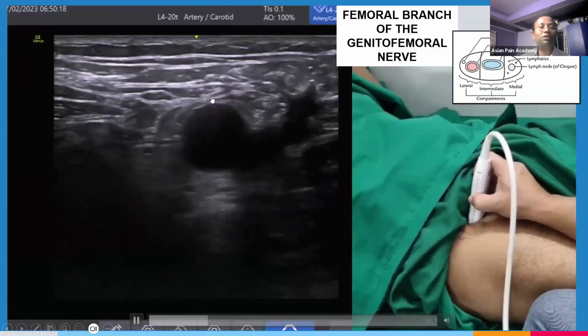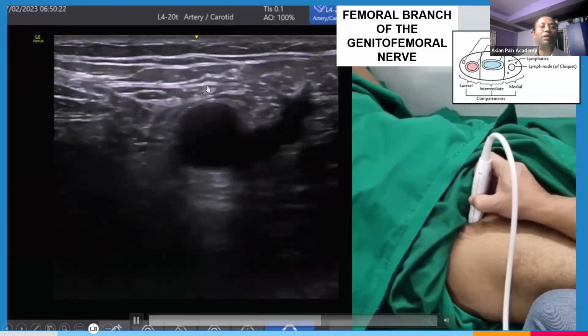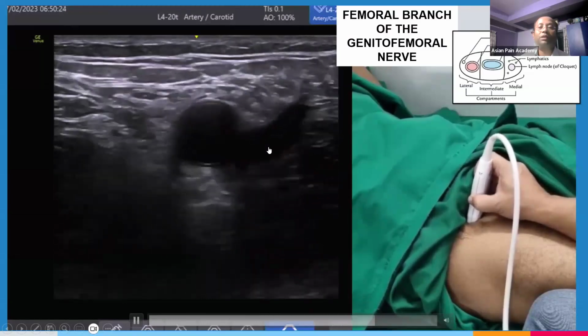This one I have already shown. This one is the femoral branch of the genitofemoral nerve. You can see this one.